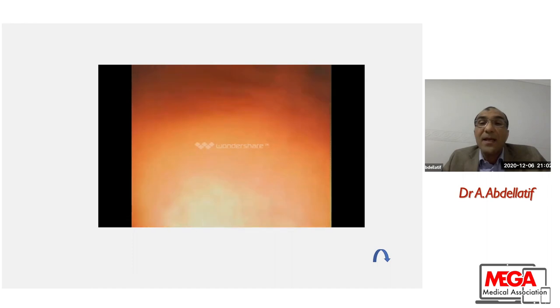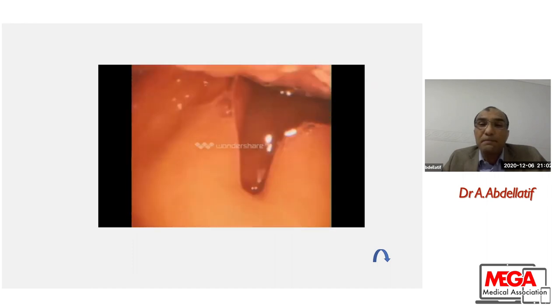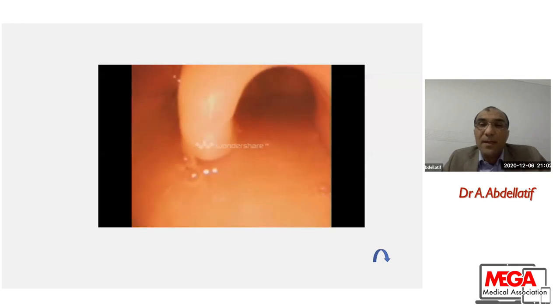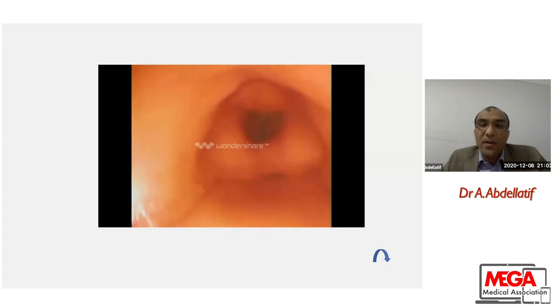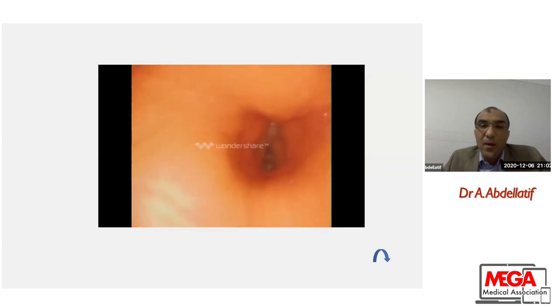The operator now is going to look for the uvula first, and he's maintaining his midline. Now there is a space to go. Drive slowly, target in the center, target in the center. Yes, I can go now slowly. So this is a good attempt.